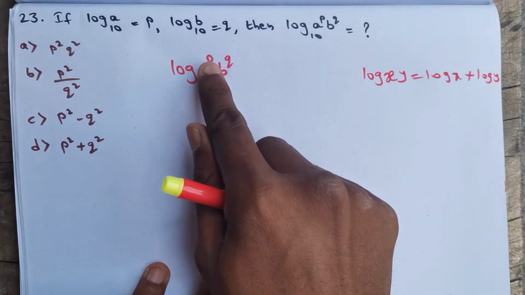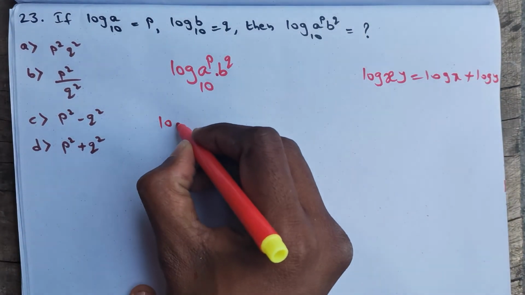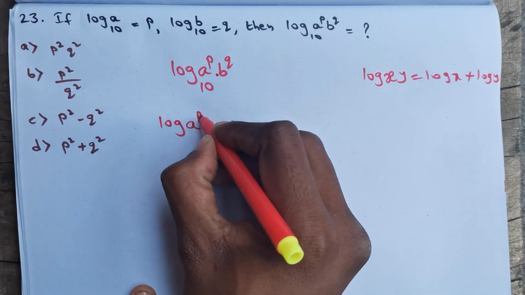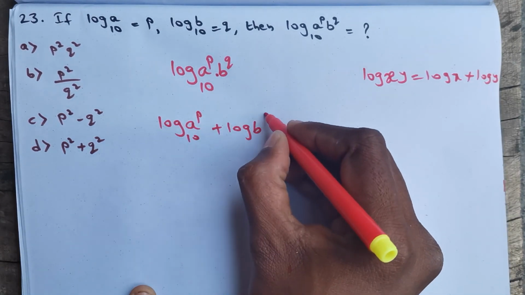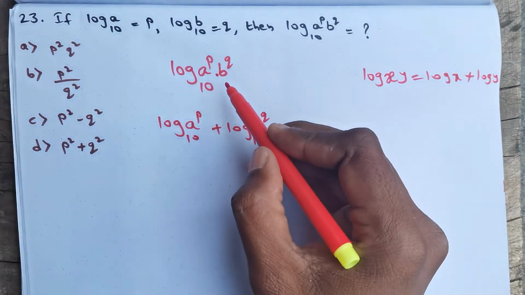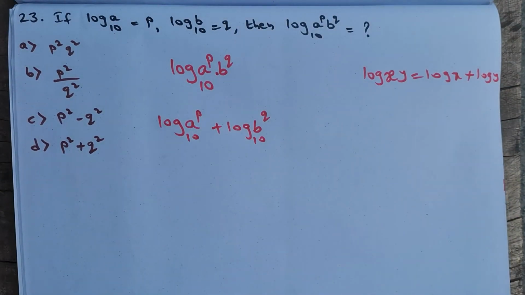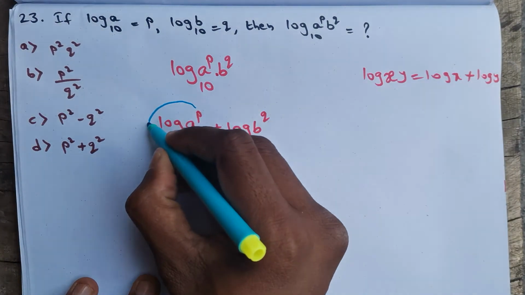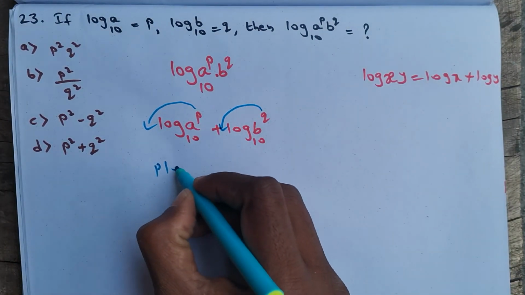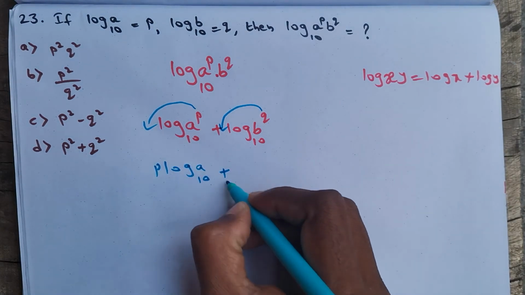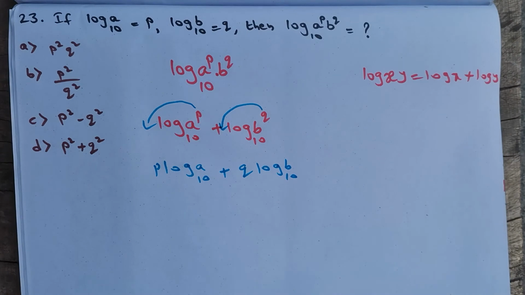The same way here, log of a power P, b power Q base 10 is equal to log a power P base 10 plus log b power Q base 10. Here simply multiplication is there, we will write it as addition. Now the powers will go to the front. So here P into log a base 10 plus Q into log b base 10.